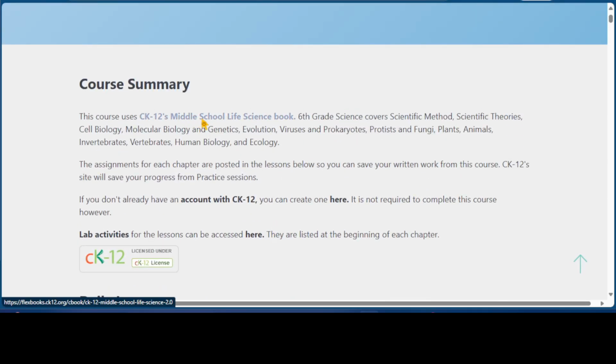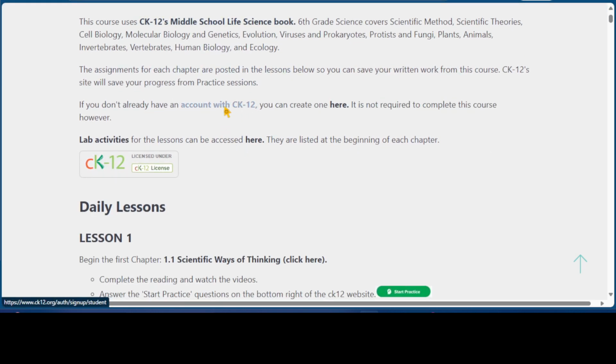Remember, they will use the CK12 Middle School Life Science book. There's a hyperlink here. You can create an account at ck12.org to have access to that science book. You do not need to have an account. It's not required, but it's great to have access to that information as well. So remember, here's a link to create that account at ck12.org.